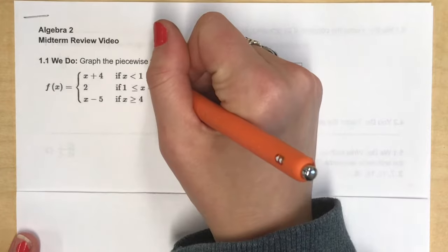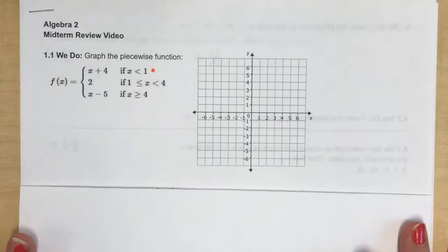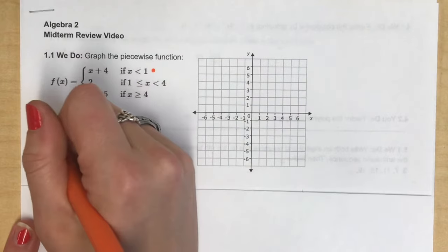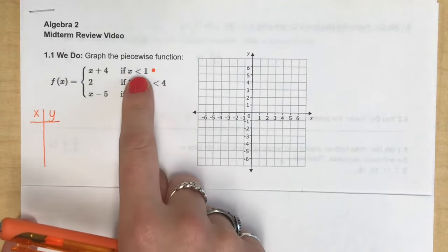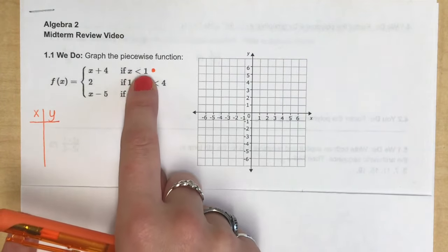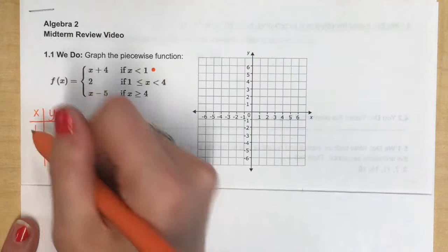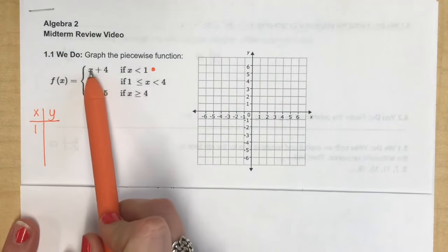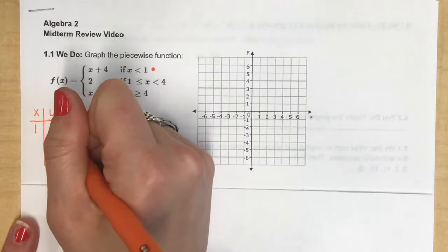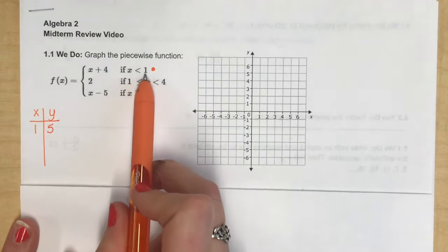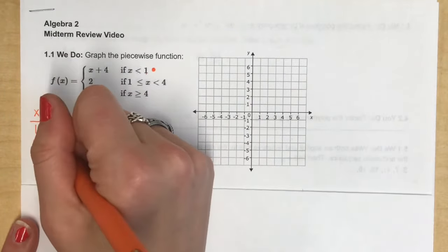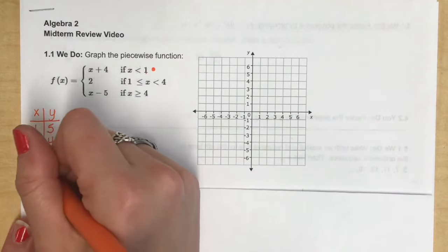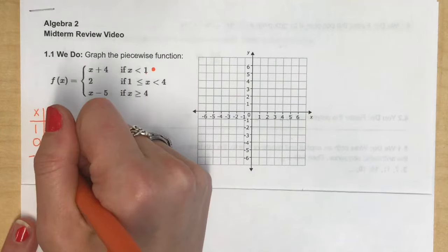I'm going to do this in my orange color here. I'm going to pick x and y values that are less than this 1 value. So if I pick the number 1, I plug it in. 1 plus 4 gives me 5. Then I pick a number less than 1, that would be 0. So 0 plus 4 is 4. Then another one would be negative 1. If I plug that in, I'll get a 3.